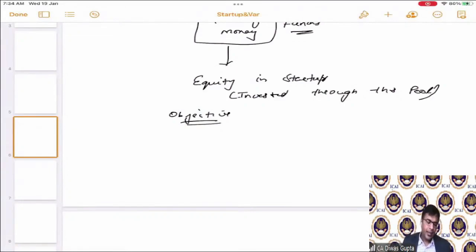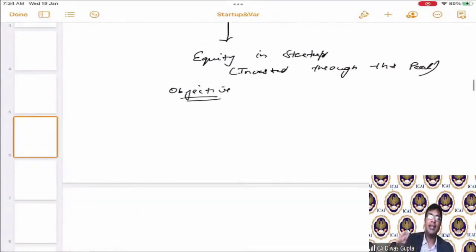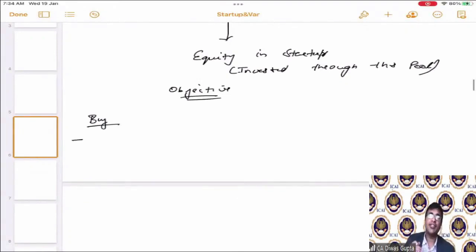So they have three life cycles. One is, first of all, buy. So in case of buying, that means in case of investing in the equity of the startup, or let's say giving equity to the startup, they will identify the deal.